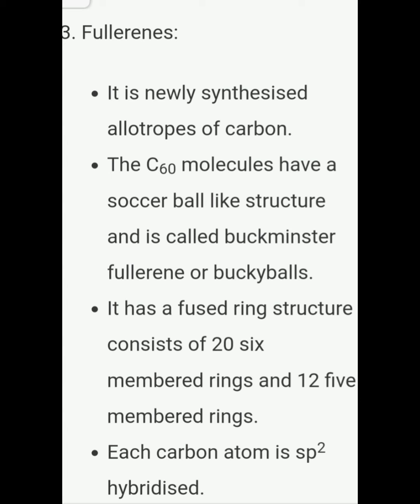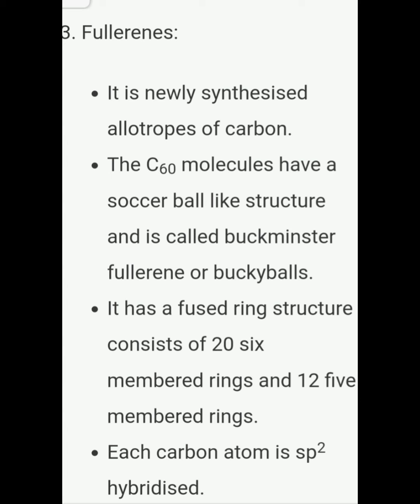These molecules have a cage-like structure. The C60 molecule has a soccer ball-like structure, and it is called Buckminsterfullerene. Why is it called Buckminster? Because in America, there was a scientist named Buckminster. He constructed a dome-shaped architecture, which is similar to fullerenes. That's why it is called Buckminsterfullerene. It has a fused ring structure, consisting of 20 six-membered rings and 12 five-membered rings.